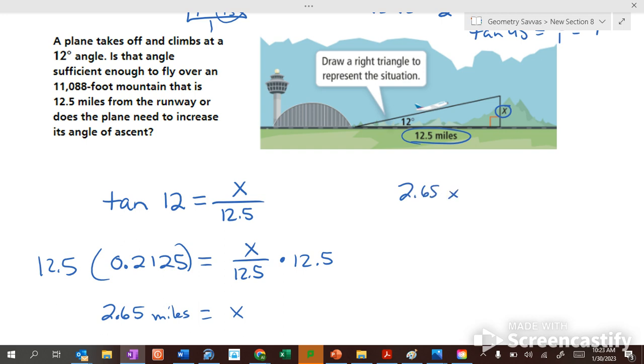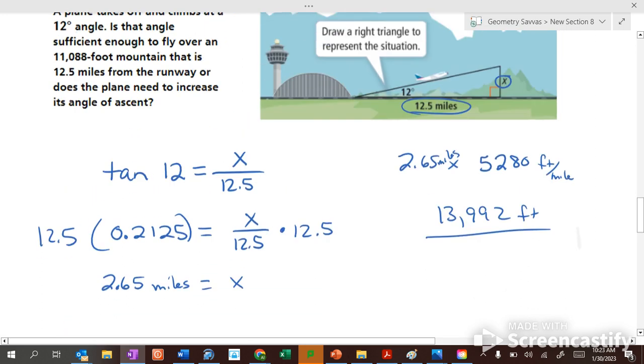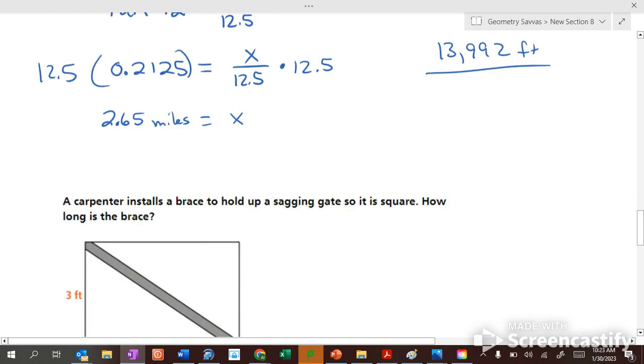Now, how many feet are in a mile? 5,280. So that's the number of feet in a mile. These are the number of miles. If you multiply these together, what do you get? It's going to go up 13,992 feet. Is it going to make it over that mountain? Yes, it is. It's going to make it over that mountain by almost 3,000 feet.